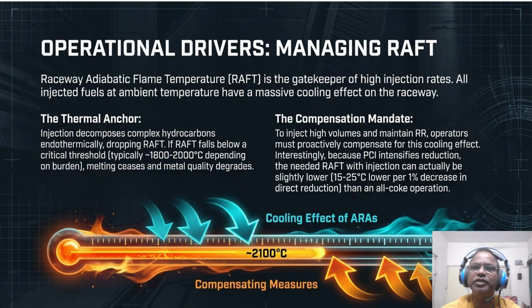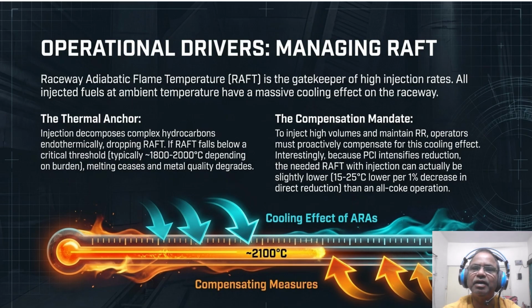So you see a thermometer here with a blue arrow representing the cooling effect of the injection. Raceway adiabatic flame temperature, or raft, is the gatekeeper, because injectants are at ambient temperature and decompose endothermically. They drop the raft tremendously. If it falls below the critical threshold, typically 1800 to 2000, melting ceases and metal quality degrades. We must use compensating measures like oxygen or blast heat to push that temperature back into the orange zone.